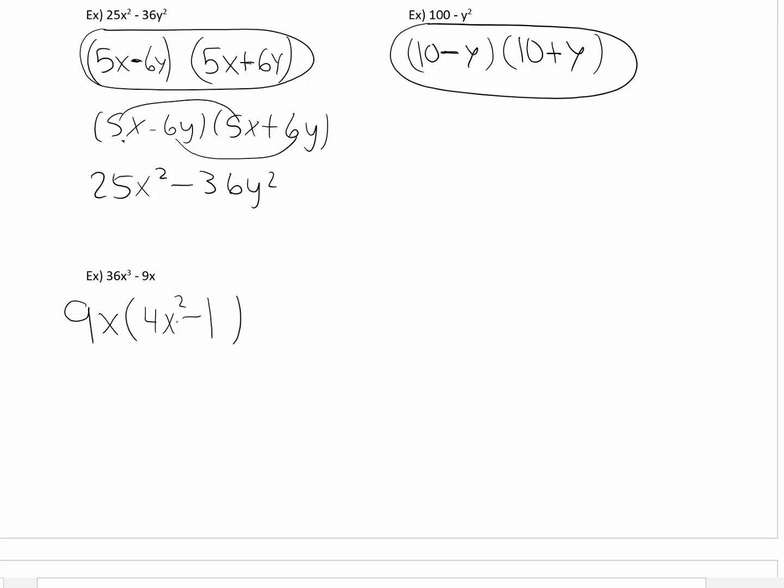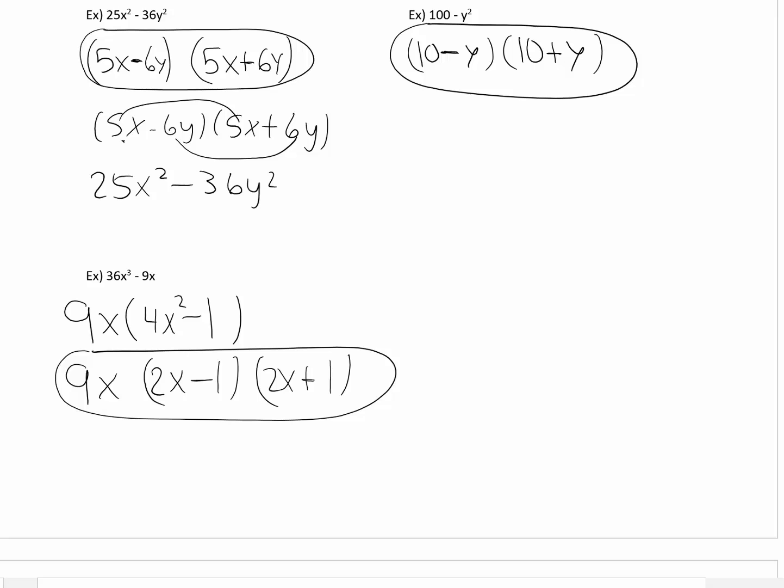Now, let's go inside the parentheses. 2 terms. Can I take the square root of each term? And the answer to that is yes. So rewrite the greatest common factor. The square root of 4x squared is 2x. The square root of 1 is 1. Remember, with a difference of 2 squares, one has to be negative, and the other one has to be positive. So I have completely factored here.